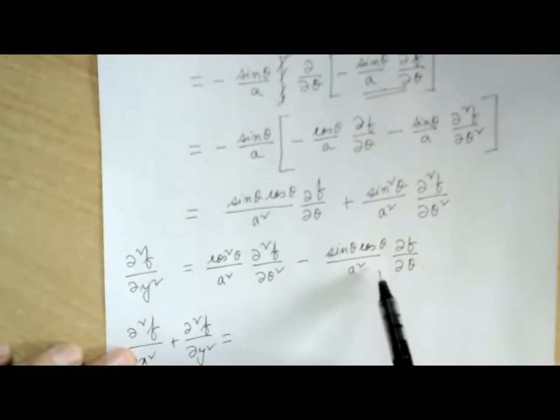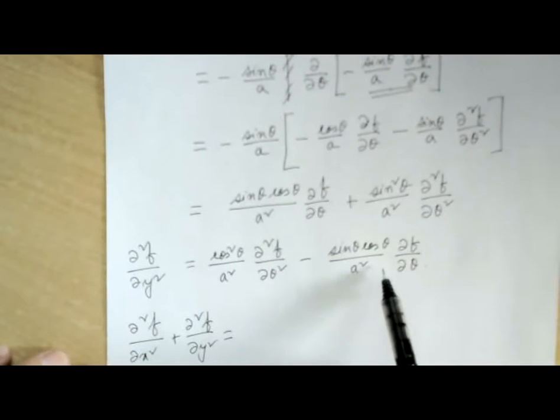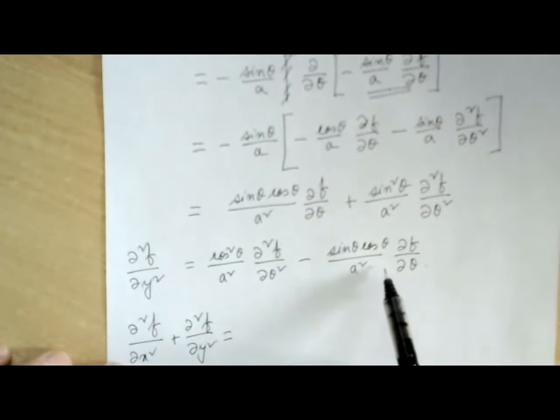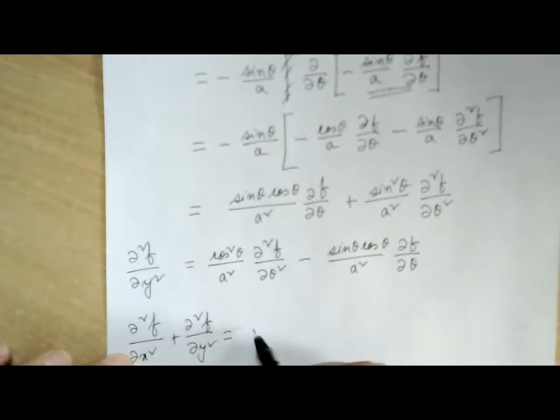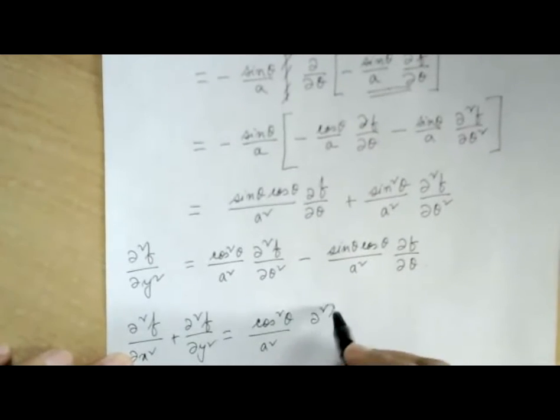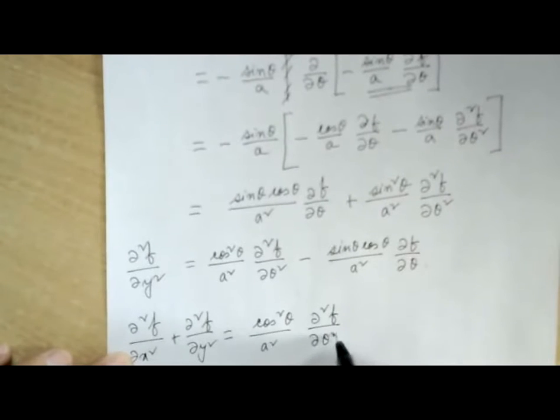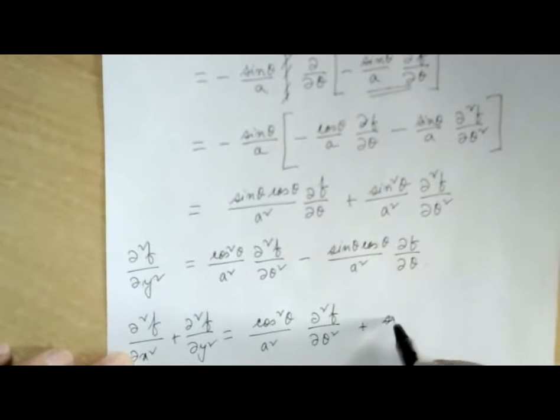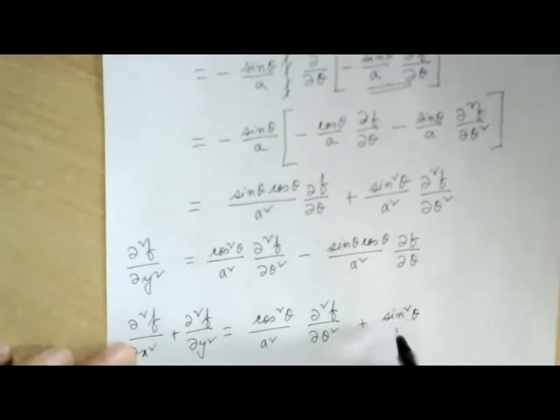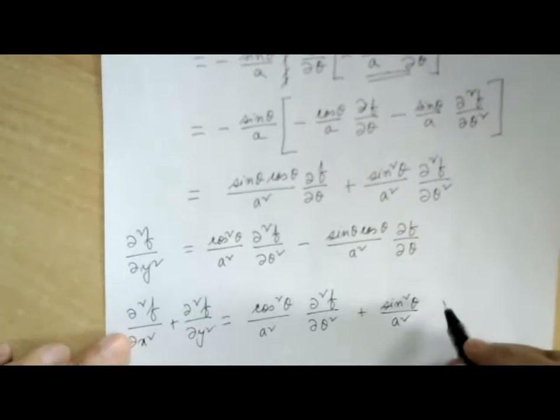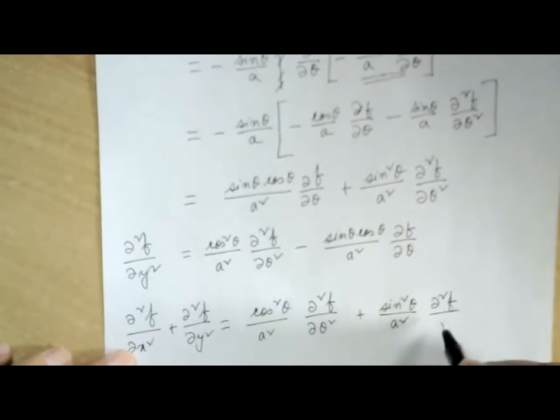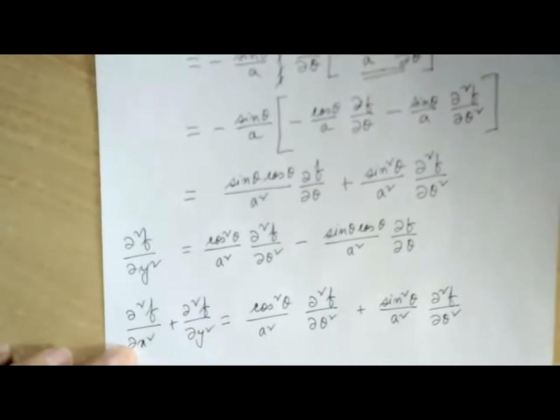They will cancel out. So what remains is cos square theta by a square del 2f by del theta square plus sine square theta by a square del 2f by del theta square.